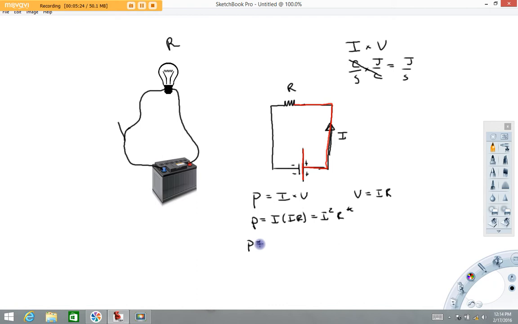A third way I can get from this: I can replace this I, if you look right over here, with V over R. And if I put V over R where that I is, the resulting expression is going to be V squared over R. It kind of looks like a centripetal acceleration. Again, that's not to be confused with centripetal acceleration. That is a voltage, and that is a resistance. So there's really three different ways that power is calculated: current times voltage, I squared times R, V squared over R. Which one you use just depends on the problem.